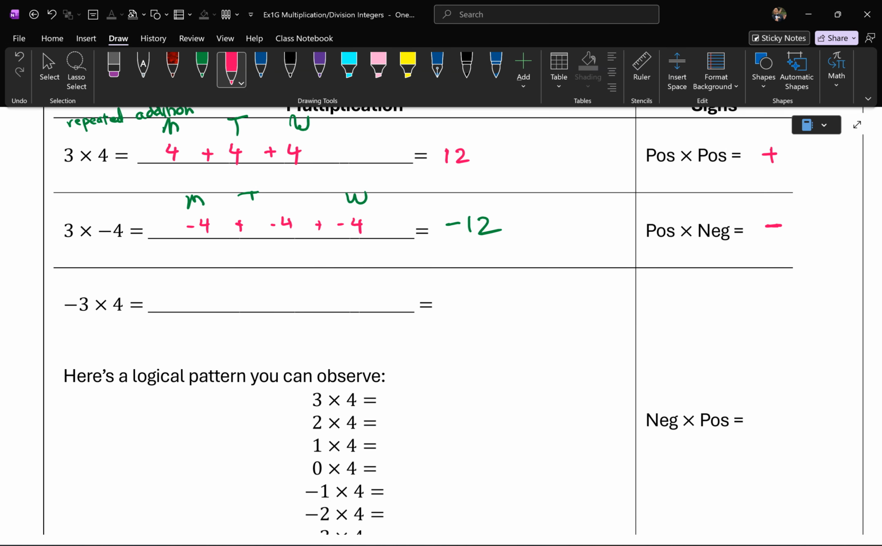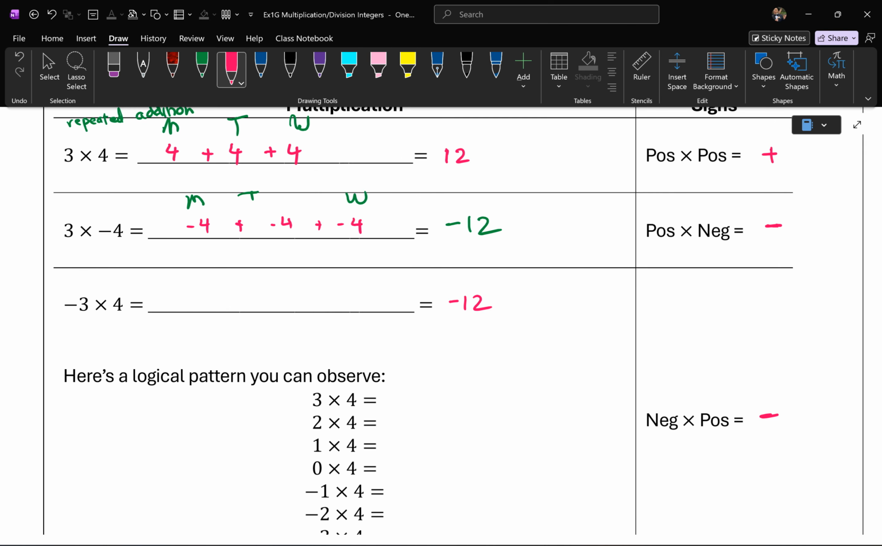Now, this one. Negative 3 times 4. Negative 3 times 4. You see, the answer, I know it's negative 12 because we said from the chart, negative times a positive is negative.